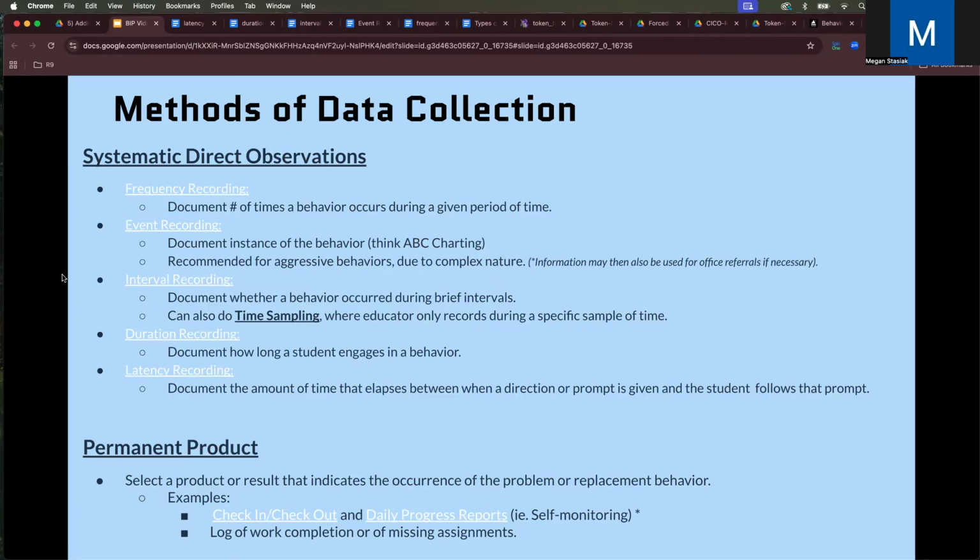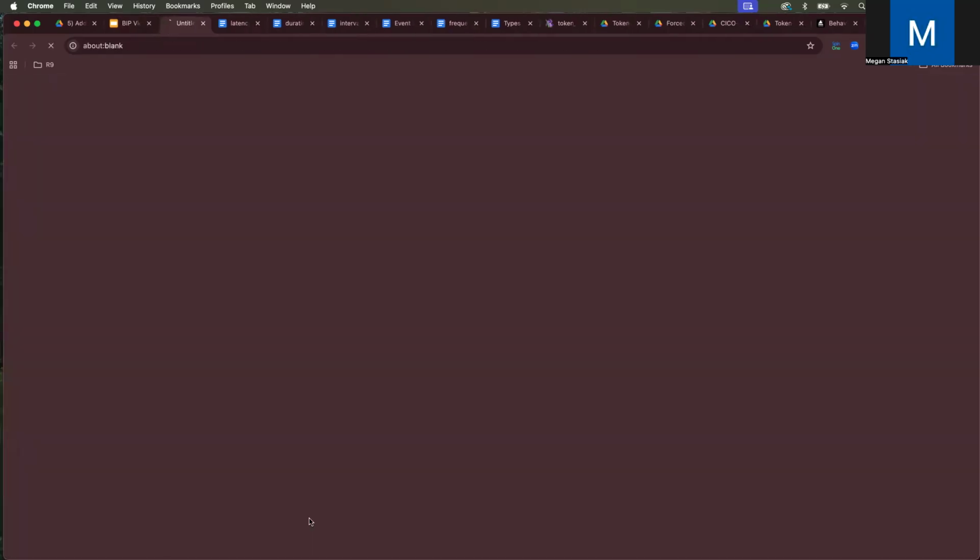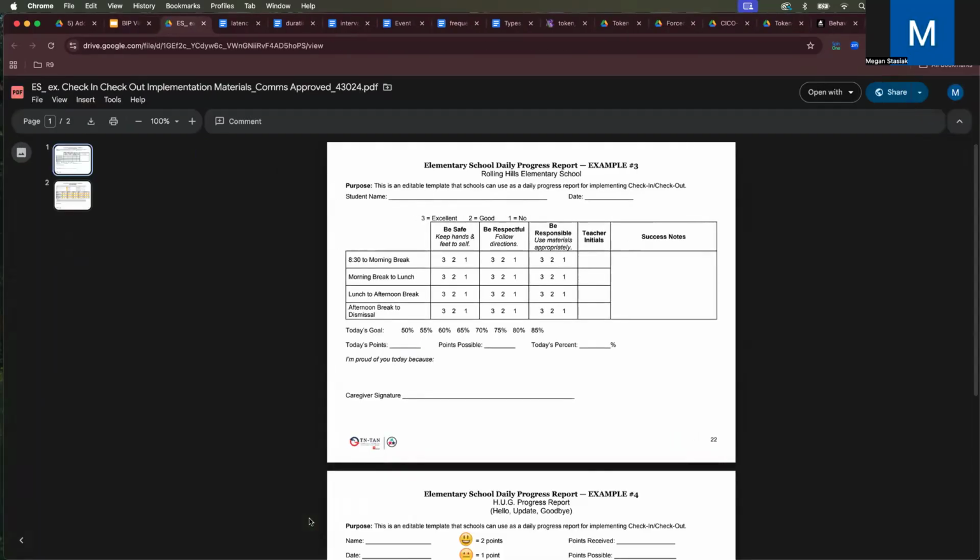Another piece that you can use in addition to those systematic direct observations is something called permanent product. Sometimes this one's a little bit easier to carry out in the school setting. You select a product or a result that indicates the occurrence of the problem or the replacement behavior. So maybe if they're not completing their work and their goal is to complete more work, we track daily or weekly a log of all their missing assignments and completed assignments, or what percentage got completed.